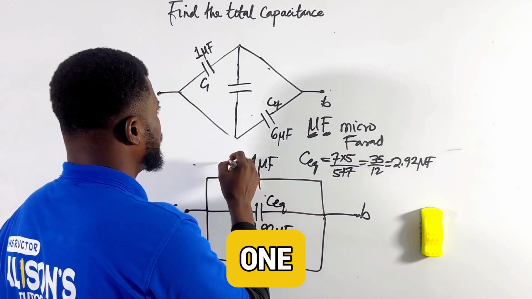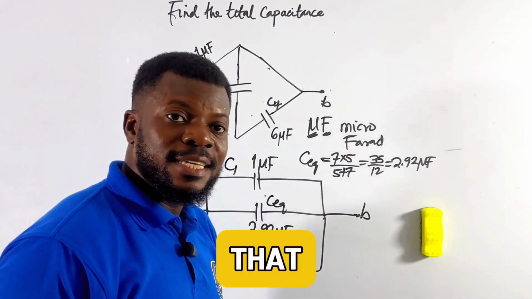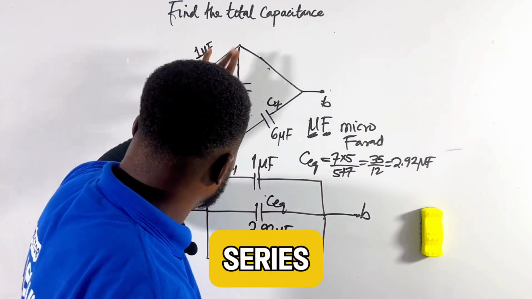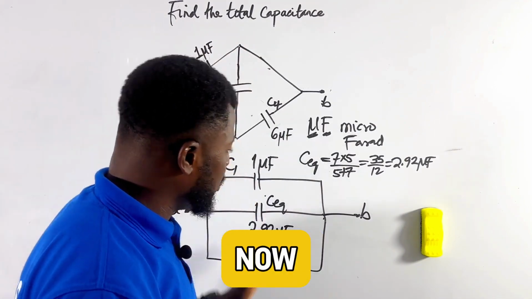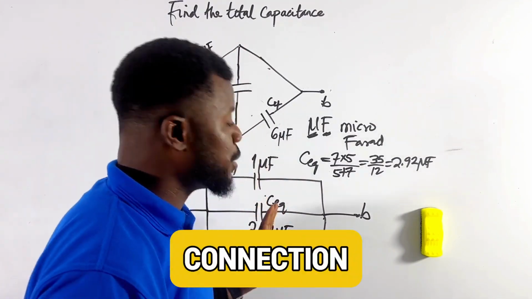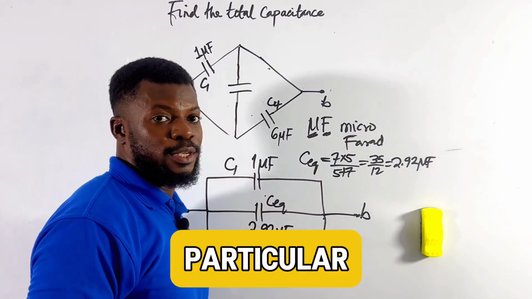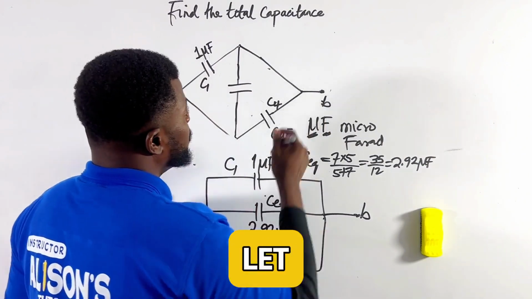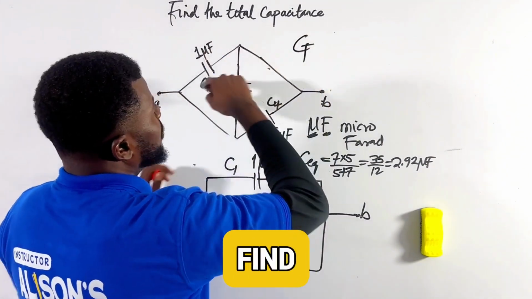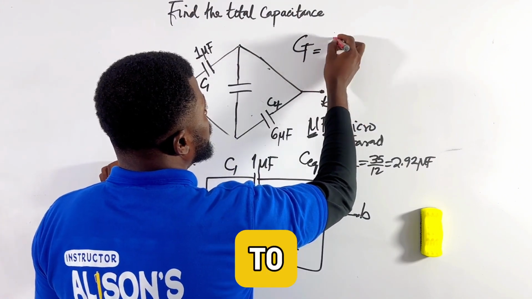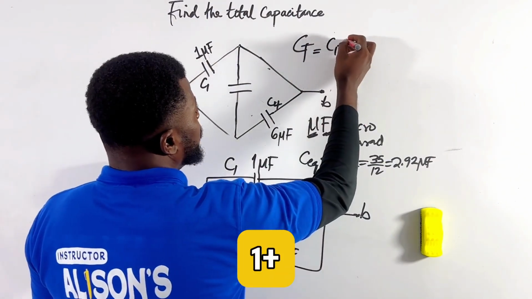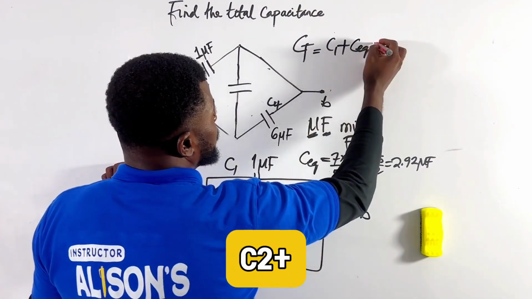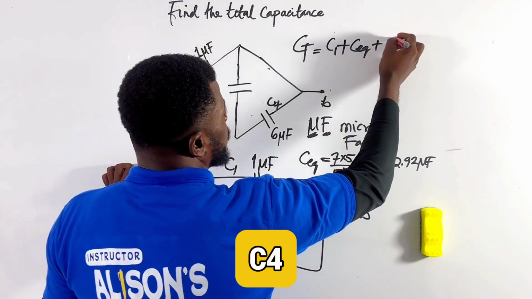If you want to put it that way, this one is your C1. Now you can see that these ones are connected in parallel. This was in series. I resolved it. The whole of them now are in parallel. So you need to use the parallel connection formula to solve for this particular one. How do you do that? Since we have gotten the C equivalent, let me use C total, because you have to find the total capacitance. C total will be equal to C1 plus C equivalent. If we had made it C2, that would have been C2 plus this one, C4.